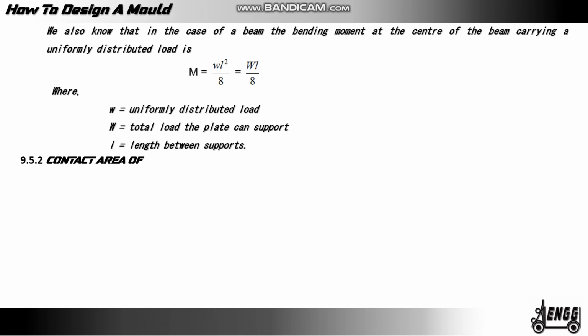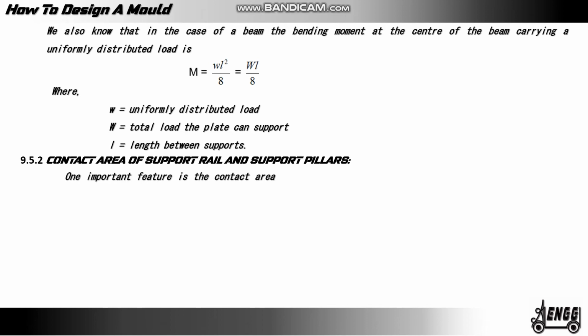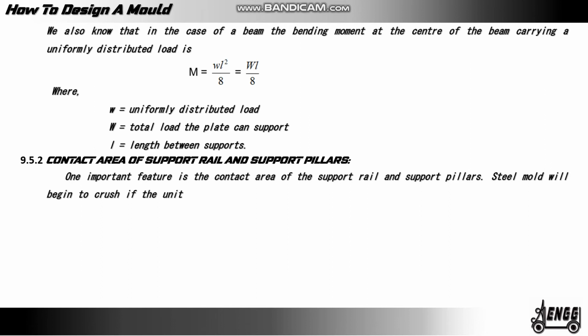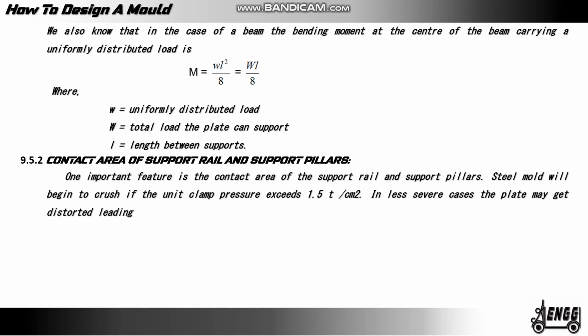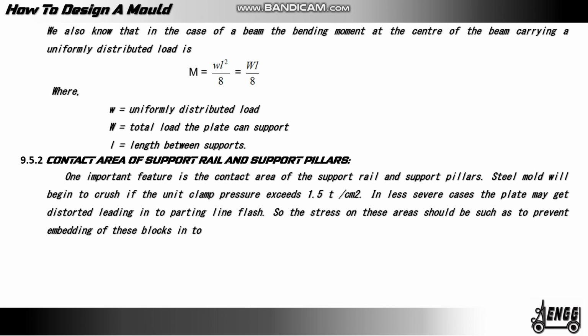Contact area of support rail and support pillar. One important feature is the contact area of the support rail and support pillars. Steel mold will begin to crush if the unit clamp pressure exceeds 1.5 ton per centimeter square. In less severe cases, the plate may get distorted, leading to parting line flash. So the stress on this area should be such as to prevent embedding of these blocks into the plate.